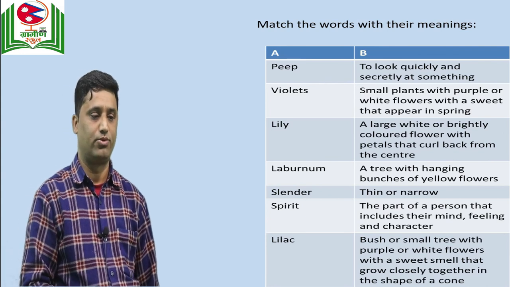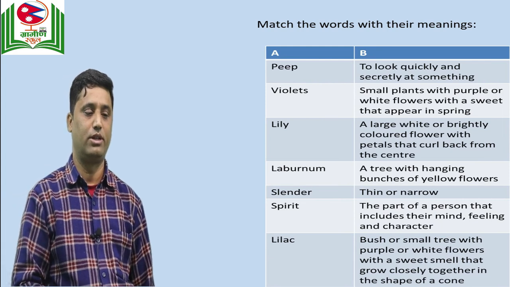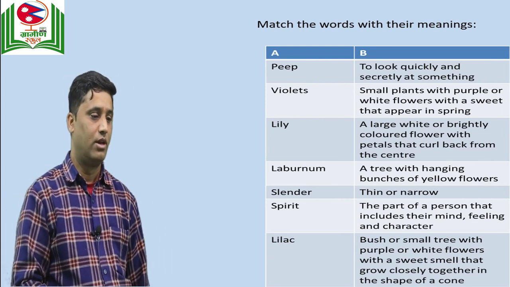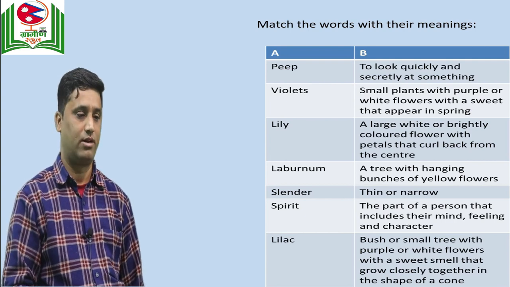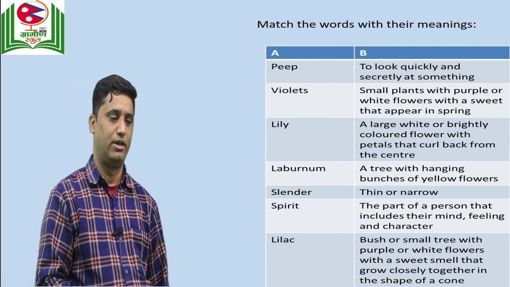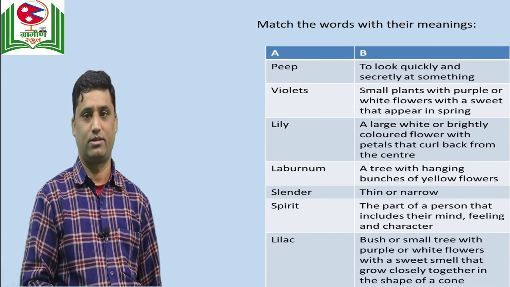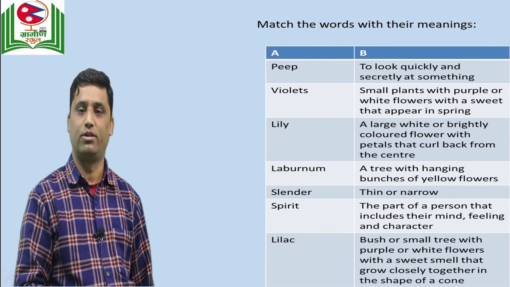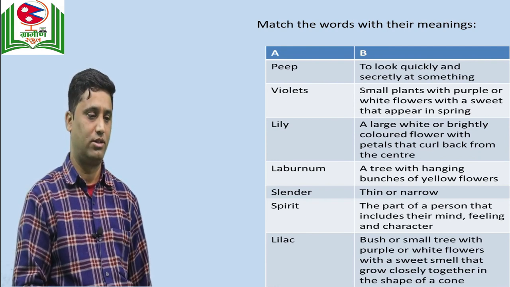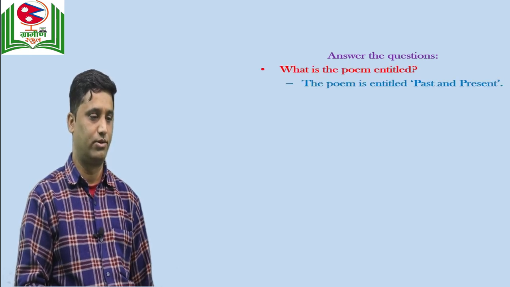Violets, small plants with purple or white flowers with a sweet smell that appear in spring. Okay, lily, a large white or brightly colored flower with petals that curl back from the center. And in the same way you find the meaning for laburnum, slender, spirit, lilac. You see and you know. And I am not going to read out all these things because we have already discussed. Now let's go for the question answer. I have done some questions and you have to do other questions by yourself too.